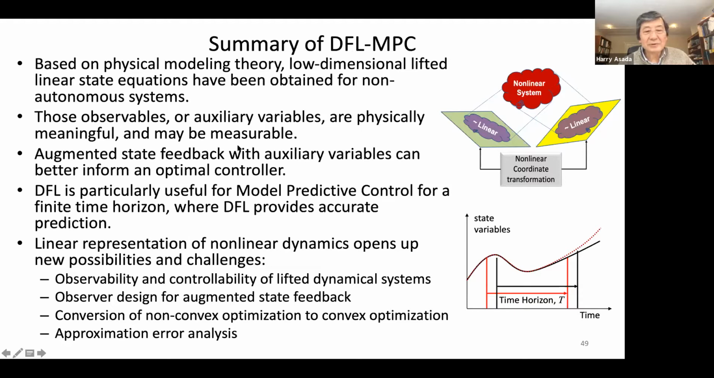So those observables are physically meaningful and may be measurable. So you can measure, say, not only the velocity, but also the force. From the traditional sense, force and velocity are algebraically related, and there's no use in using both of them, but you can use other variables as auxiliary variables and use them for lifting the dynamics. That's useful for linearizing the systems, and also useful for control. Okay, augmenting the state feedback with the auxiliary variables can better inform the optimal controller. DFL is particularly useful for model predictive control with a limited, finite time horizon, where DFL provides accurate predictions.